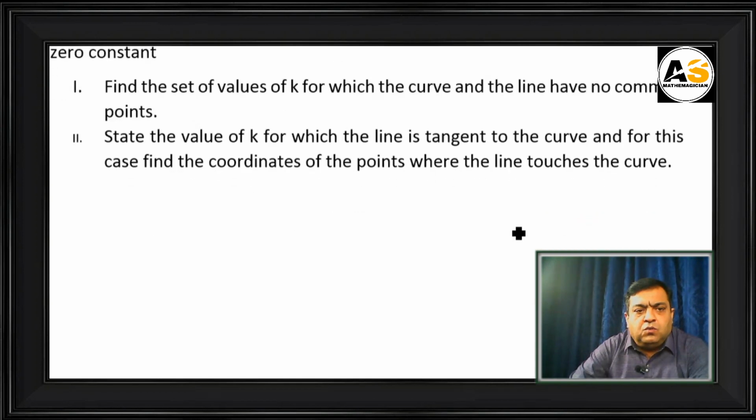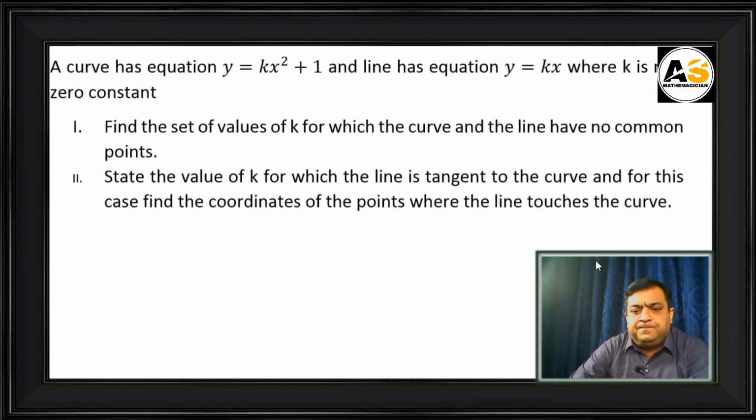Now we are moving to our next question. A curve has equation y is equal to kx squared plus 1 and a line has equation y is equal to kx, where k is a non-zero constant. Find the set of values of k for which the curve and line have no common points. It means when we solve these two equations simultaneously, there will be no intersection point.